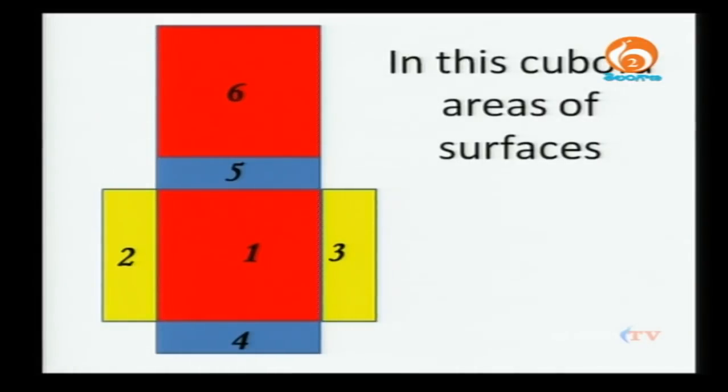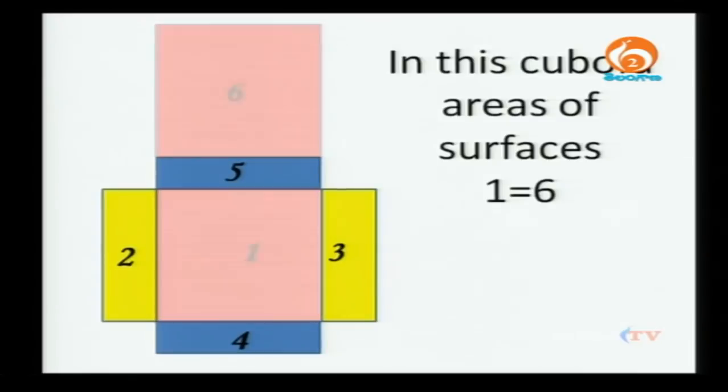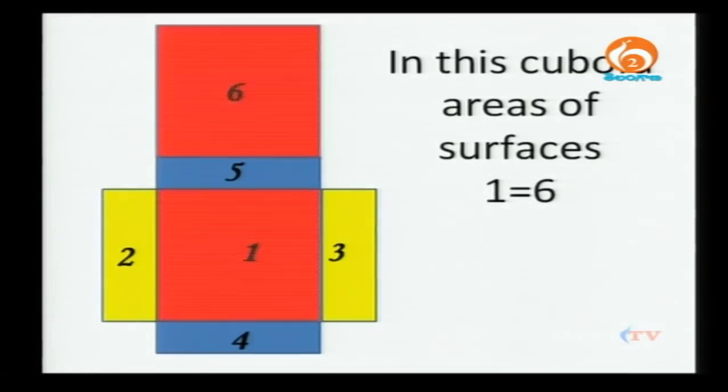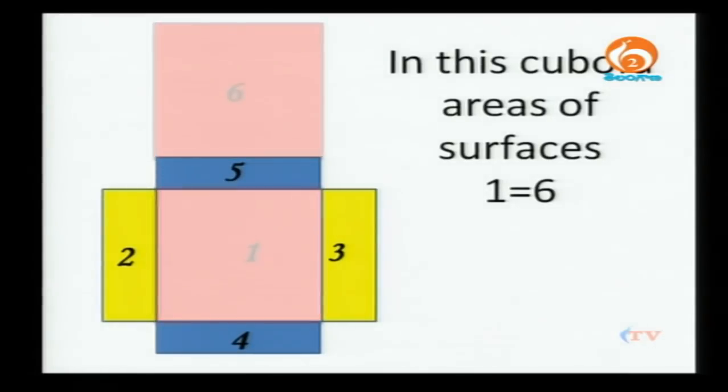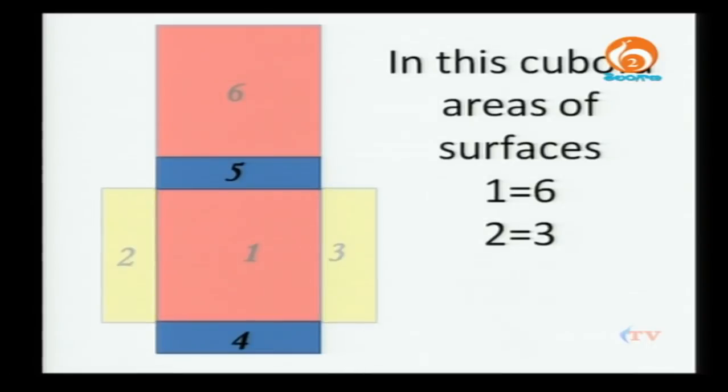In this cuboid, what can you say about the areas of the surfaces? The area of the first face and the sixth face are equal. Why? Because they are the opposite faces of a cuboid, right. Now, again the faces second and third, their areas are also the same. Why? Because they are also the opposite faces of the cuboid.